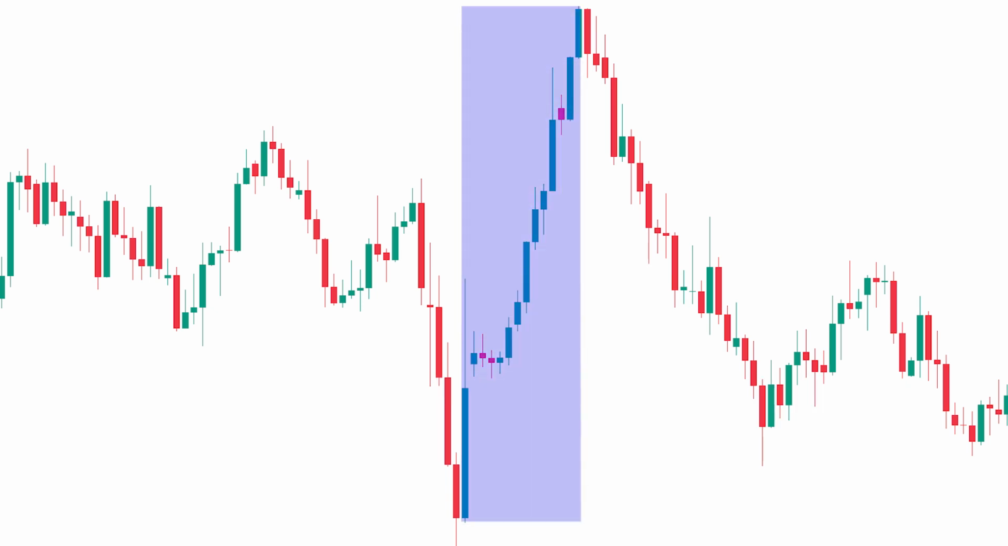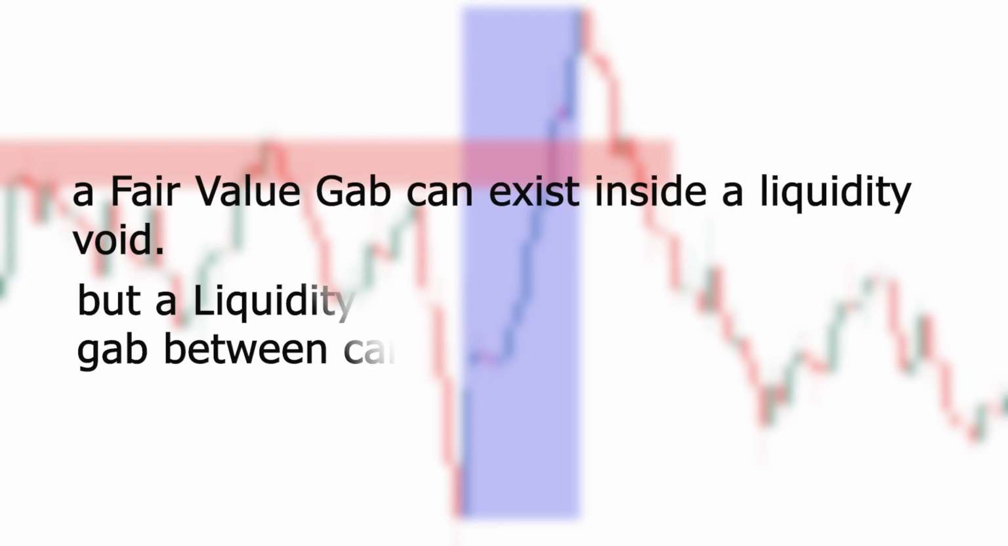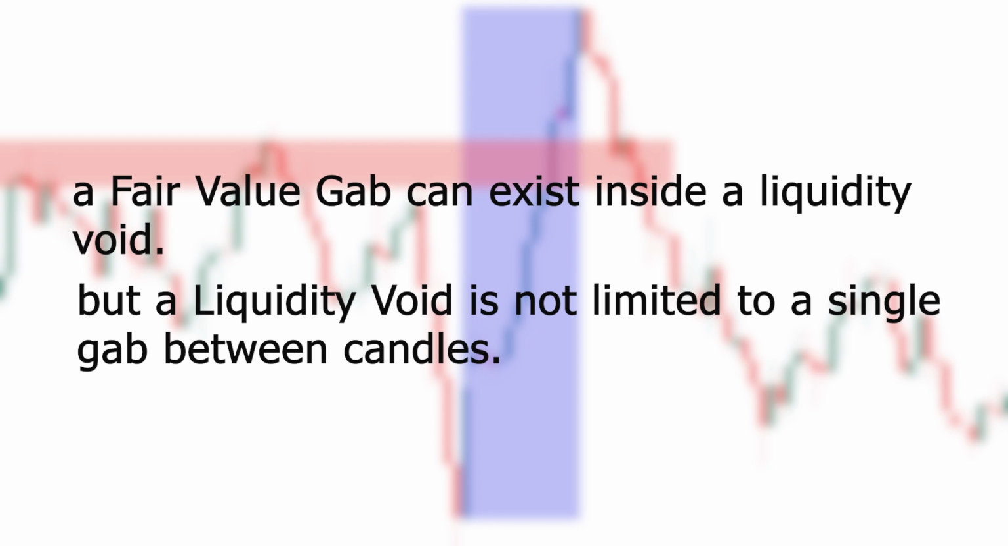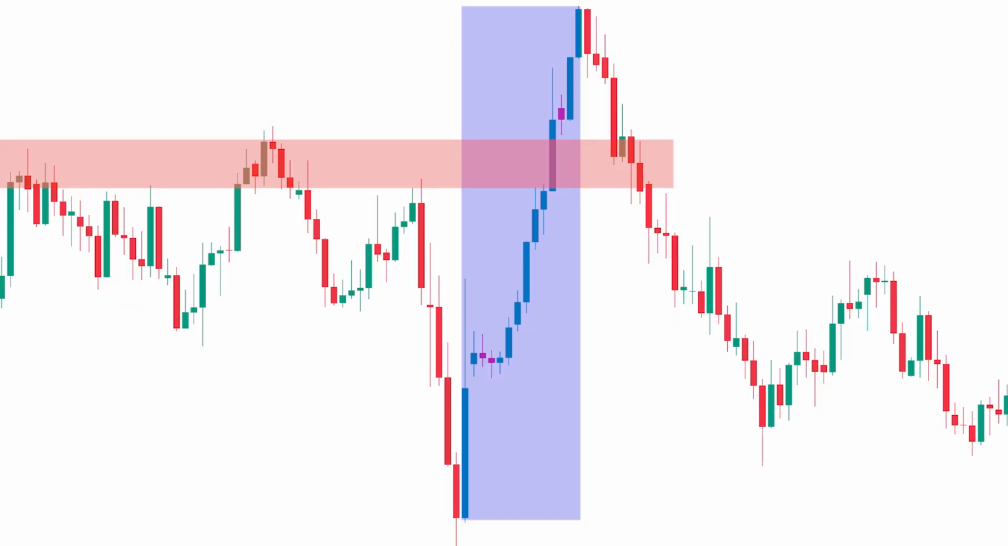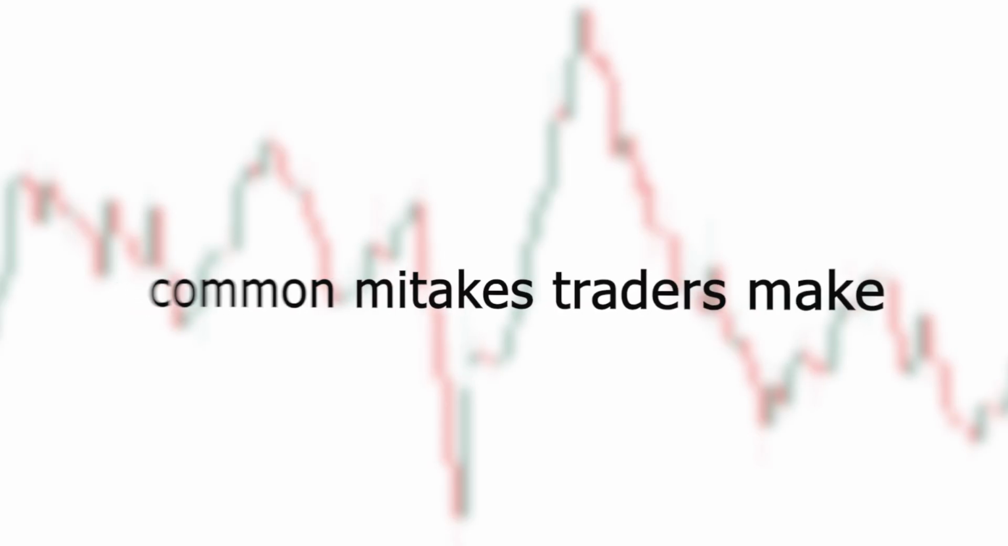A liquidity void is a broader concept. It describes an area where price moved so aggressively that very little trading took place. In other words, a fair value gap can exist inside a liquidity void. But a liquidity void is not limited to a single gap between candles. Understanding this difference is important because it helps you focus on the market's behavior, not just the shape of a pattern.